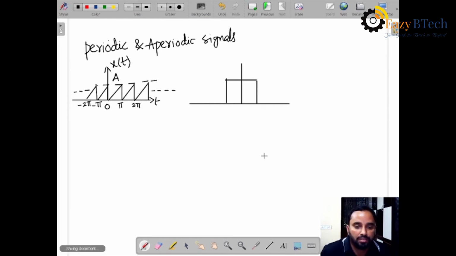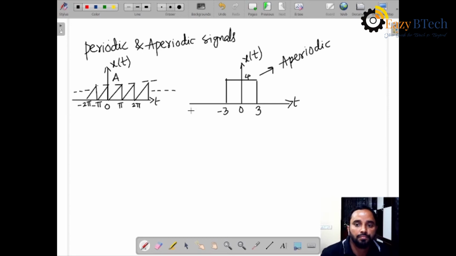This is an aperiodic signal. It is not repeating. This shape is not repeating. That is why it is aperiodic. Only once it is appearing. So the amplitude is, for example, 4. So this is an aperiodic signal. And this is a periodic signal.